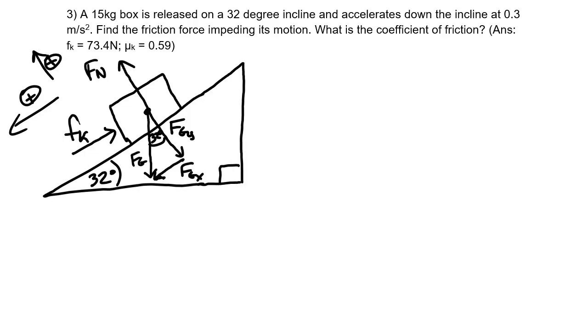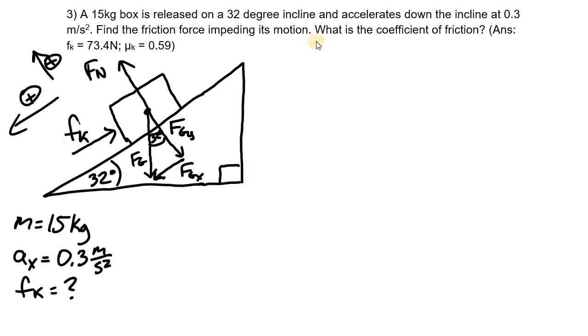Okay, so let's pull out all of our given information. What is this 15 kilograms telling us? And it accelerates at 0.3 meters per second squared. Hey, you know what? That's our acceleration, right? And that's our acceleration in which direction? Okay, and what are we trying to find here? Find the friction force impeding its motion. Okay, so it sounds like we're looking for Fk. What is the coefficient of friction? Okay, so we're also looking for mu k.